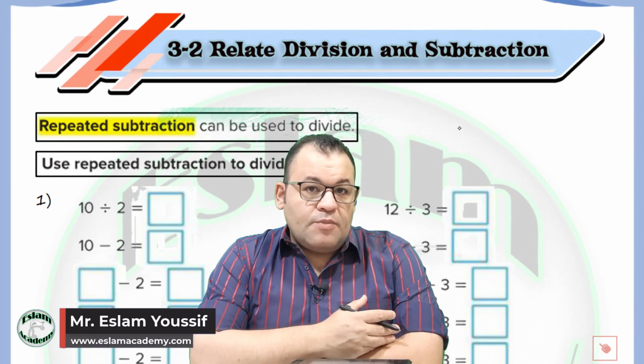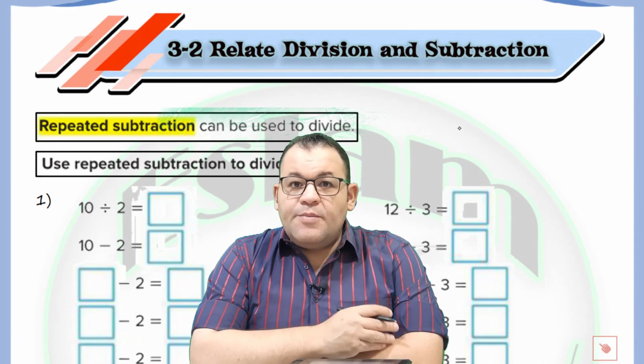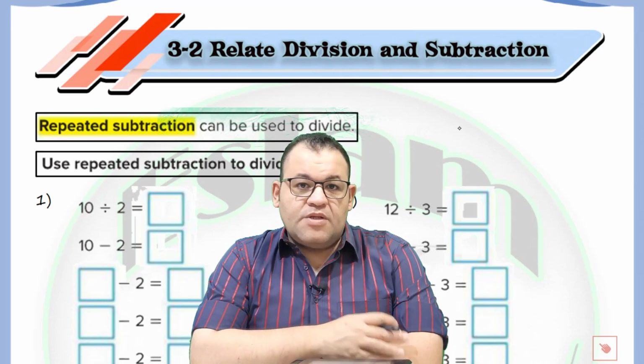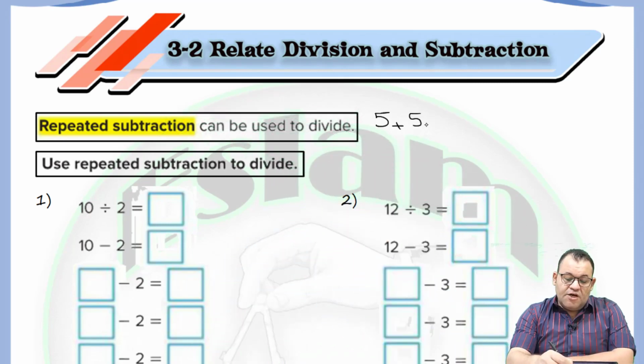As we talked before about multiplication and addition, we have a relation between them. When you repeat the addition more than one time, the operation will be converted to multiplication. For example, if we have 5 plus 5 plus 5 plus 5, we repeat 5 four times in addition, so the question will be converted to 5 multiplied by 4.